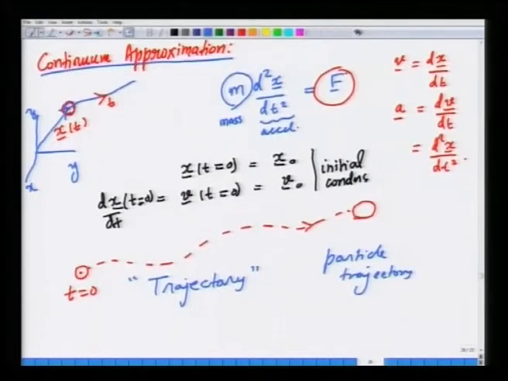This is simply the positions of the particle at various time instances as you follow the particle. This is at time t equal to 0, and this is at time t. So, this is the position of the particle at time t. This is how one tries to understand motion of point particles in Newtonian mechanics.